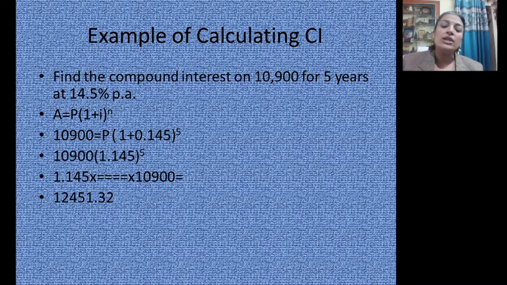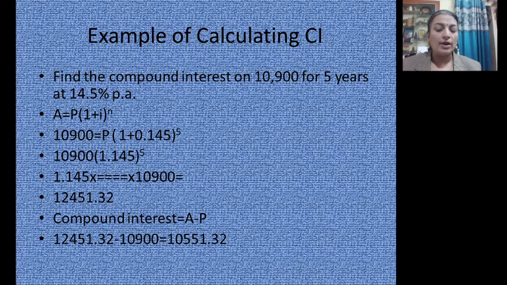Now we are interested in calculating the compound interest. So compound interest is equal to A minus P. So 12,451.32 minus P. What is P here? 10,900. You deduct it. Then you will get the interest, that is 1,551.32.